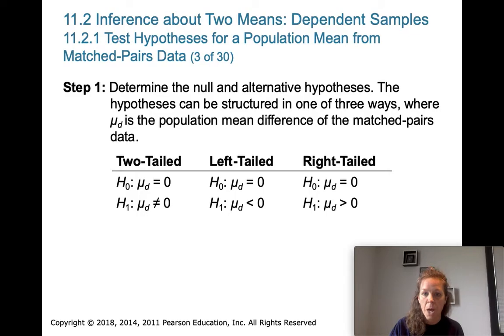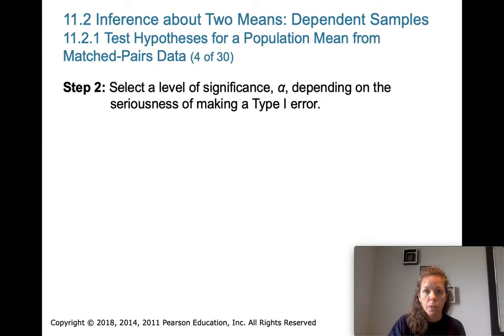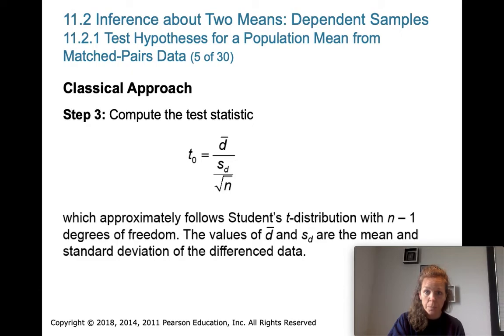We can set up our hypothesis in all three ways. Here, that mu is for the mean, and the d is for the difference. So it's saying the average difference between them is 0, or not 0, or one is bigger, or the other one is bigger. We select our level of significance.